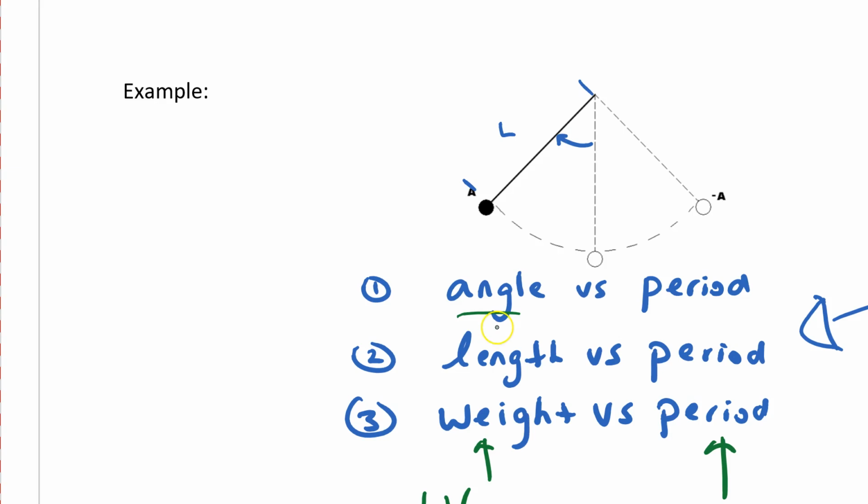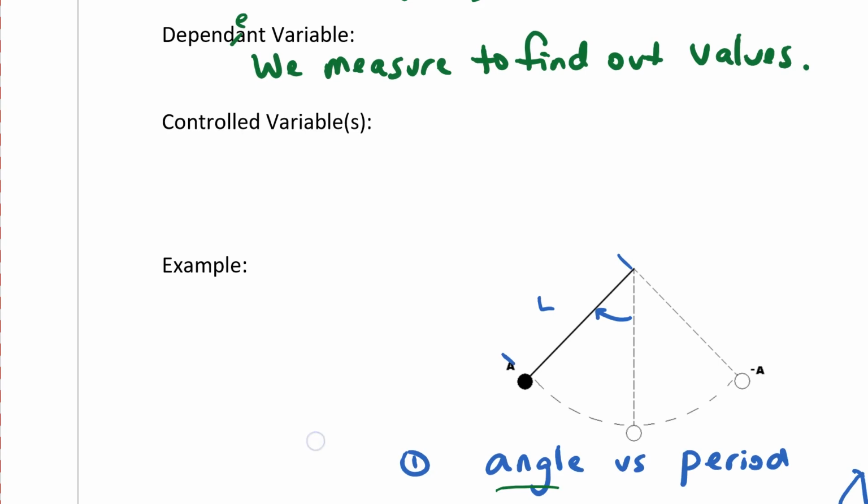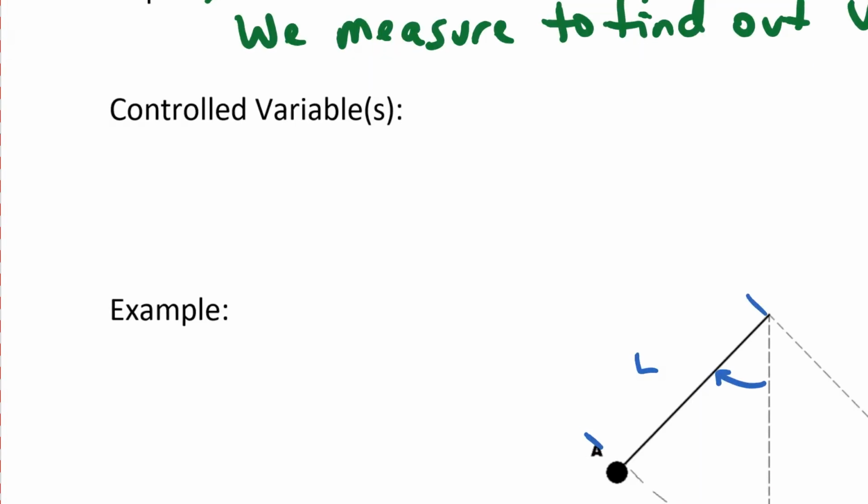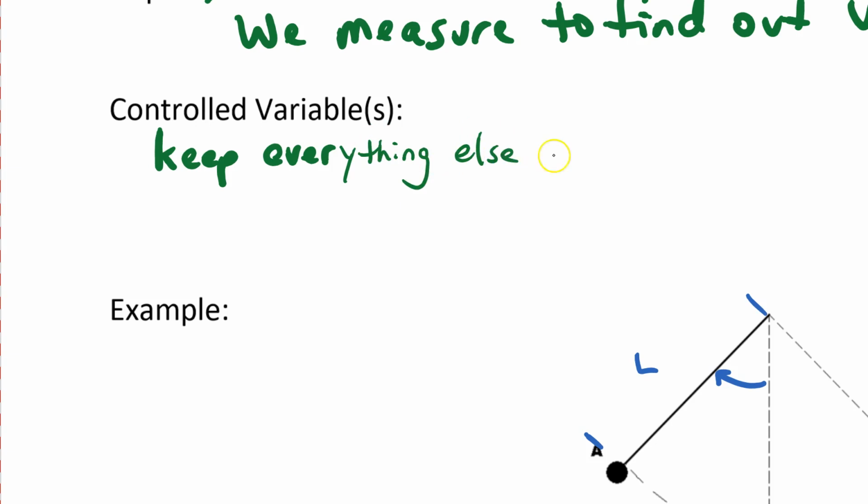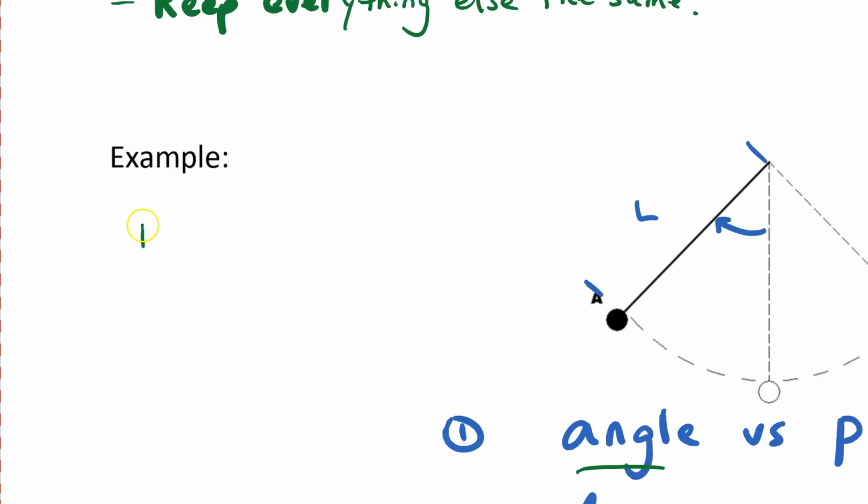Now, if angle and length and weight all have an effect on what the period is, if we want to isolate and just say, how does angle make a difference, we better keep everything else the same. And that's what the controlled variables are. So really, we want to keep everything else the same. And when I say keep everything else the same, that means the things that we think make a difference and even the things that we're not sure about. So here is our example, right? It's the pendulum example, and that's the one we're doing in class.